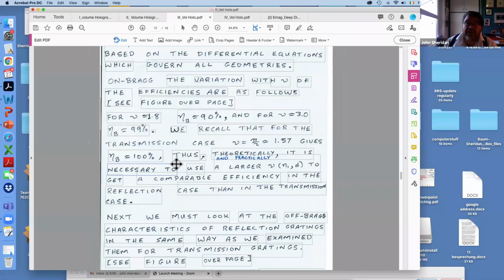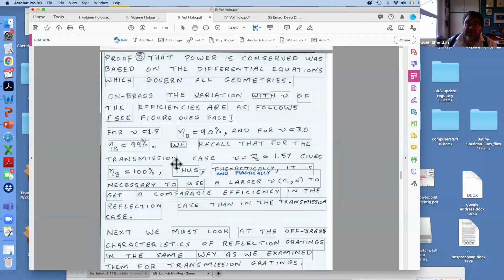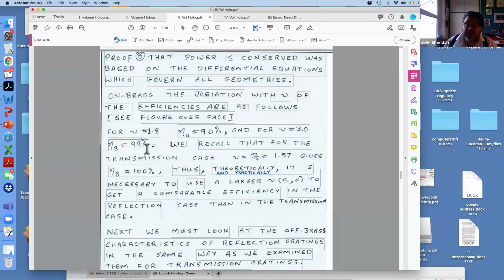On Bragg, the variations with the grating strength of the efficiencies are as follows. We've seen the figure before. When we've got a grating strength of 1.8, we get an on-Bragg diffraction efficiency of 90%. And for a grating strength of 3, we get a diffraction efficiency of 99%. Again, this grating strength is linearly varying with the modulation and with the thickness.